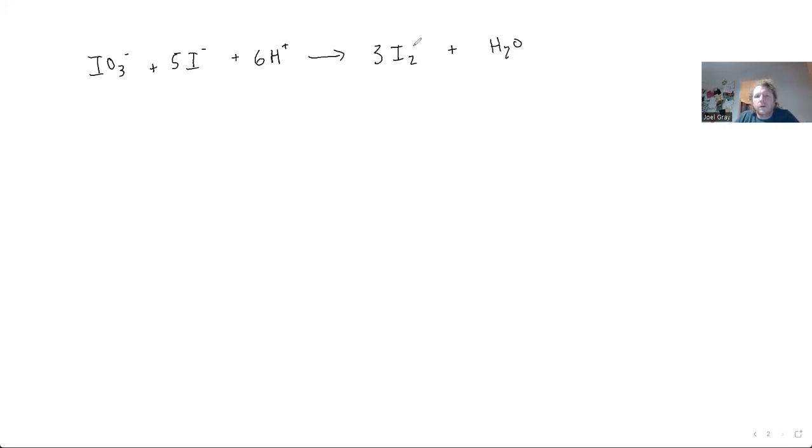Now, this I2 right here is going to do an oxidation-reduction reaction with vitamin C. So this I2 is really what we want to produce. And I'm going to label it: reacts with Vit C, but not citric acid.